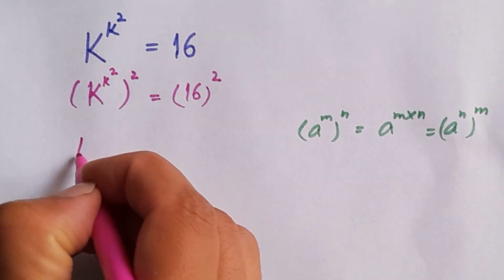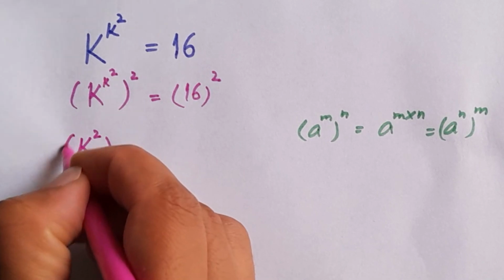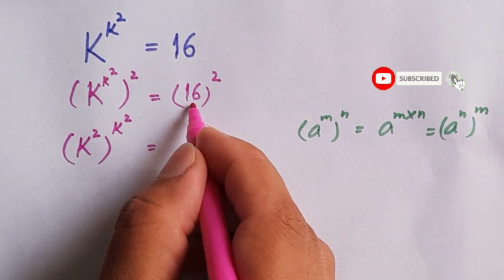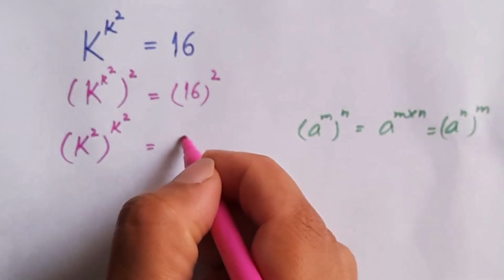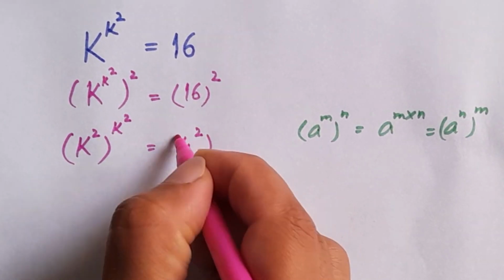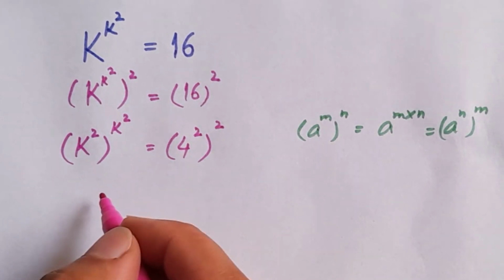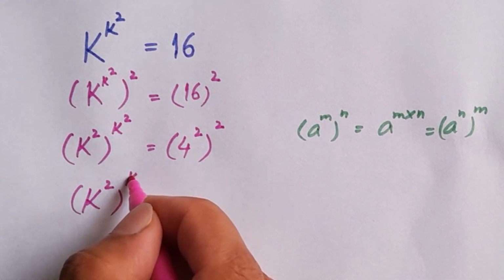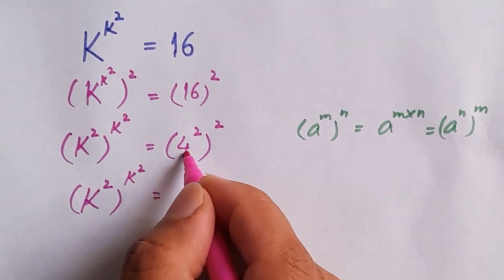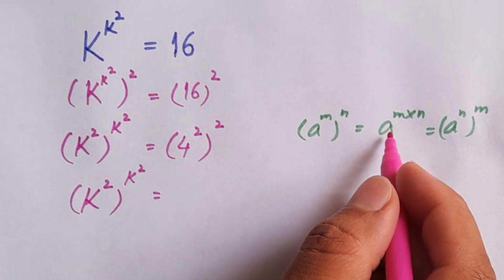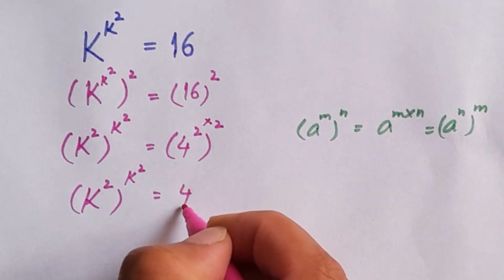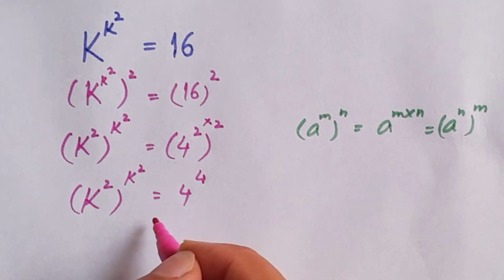We can write this as k square whole to the power k square is equal to 16, which is the same as 4 square and whole square. K square to the power k square is equal to, using power of a power rule, we can multiply these two powers. So 4 to the power 2 times 2 is 4.